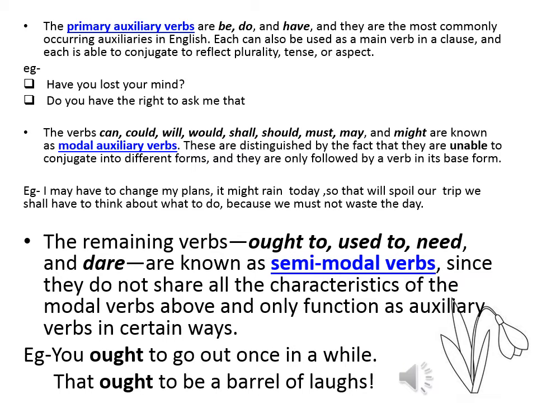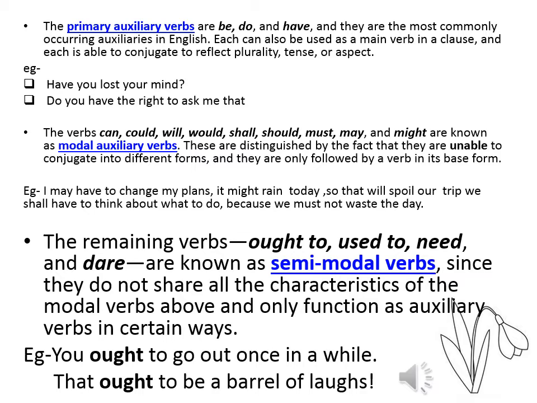When we focus on auxiliary verbs, the main words we use are be, do, and have. But apart from these, there are other types of auxiliary verbs, known as modal auxiliary verbs and semi-modal auxiliary verbs. Firstly, let's look at the main auxiliary verbs and some examples. For the main auxiliary verbs we have be, do, and have. For instance, we could say, have you lost your mind? Do you have the right to ask me that?